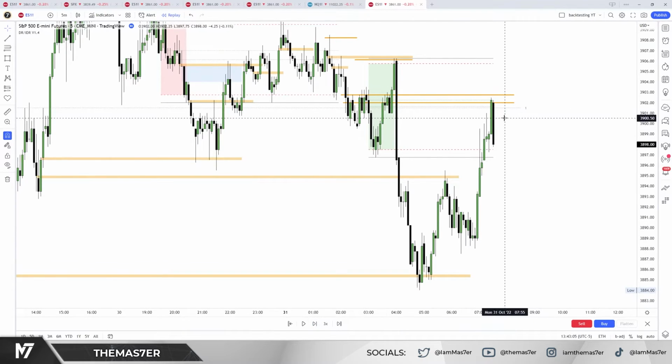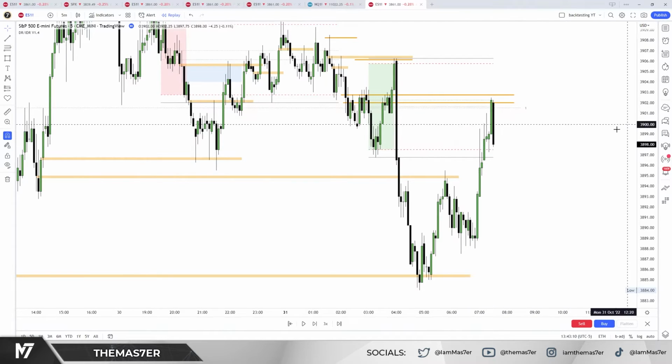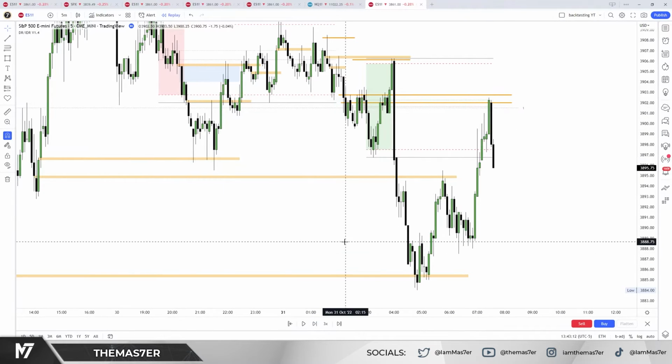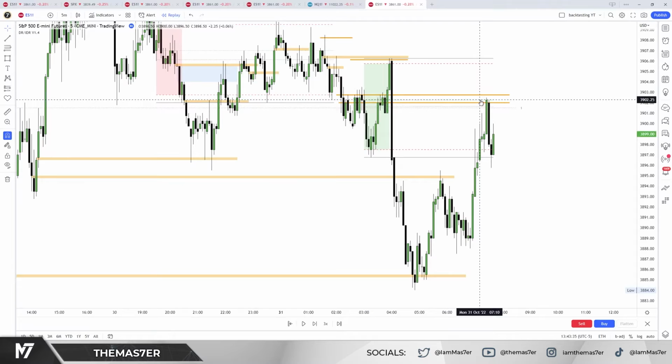So we see a direct rejection over here. This is going too far. I'm not gonna enter right now. Let's see if we will get a better entry. Unfortunately, not yet. We are rejecting from the DR levels. We went up. We are rejecting from here.